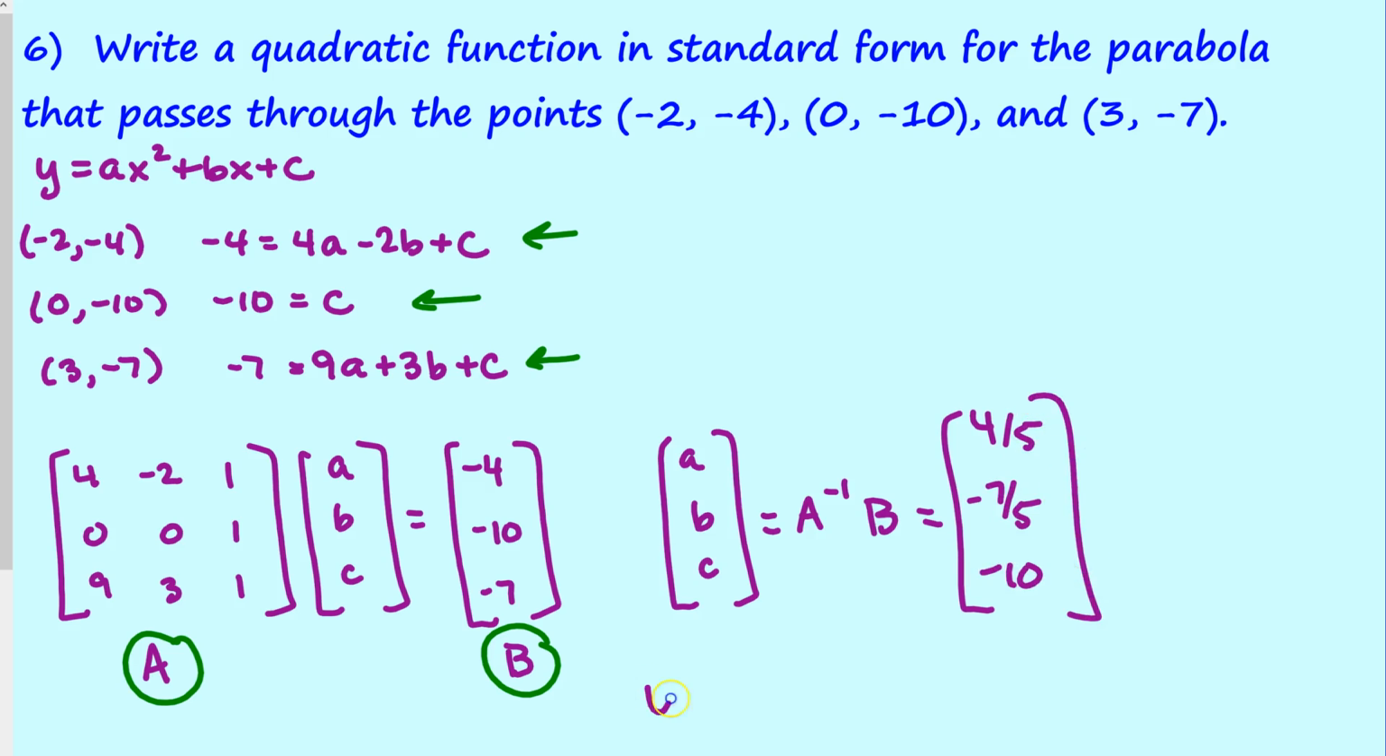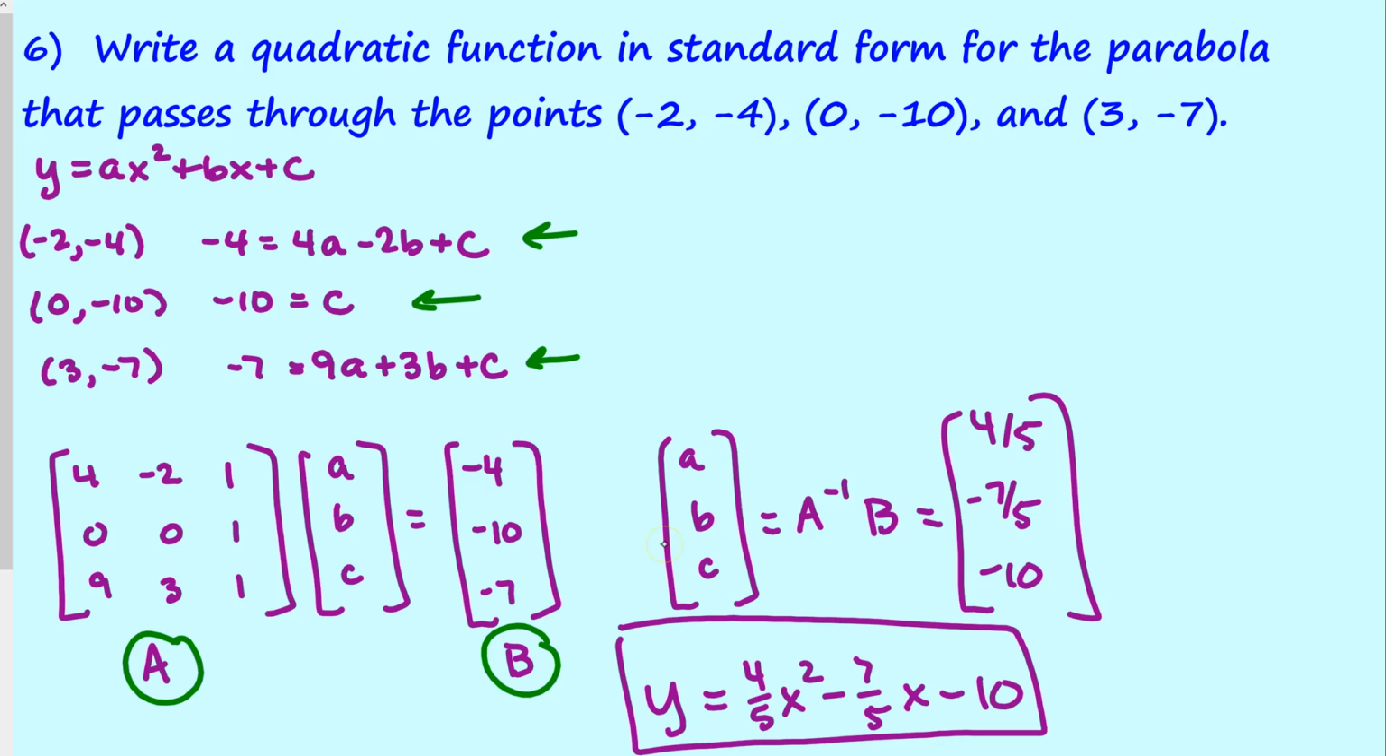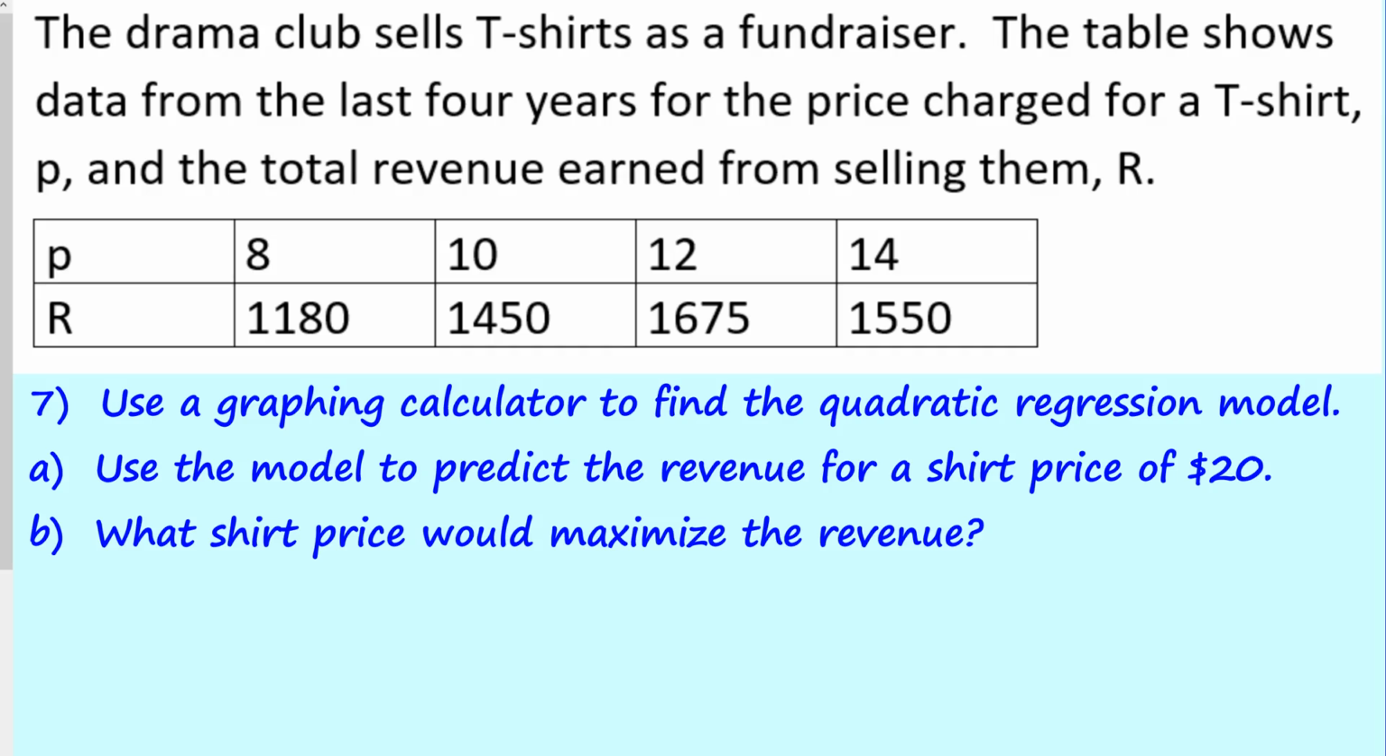And then we can fill those in, and we have y equals 4/5 x squared minus 7/5 x minus 10. Okay, so wrapping it up with one more thing. This one is going to be an example of quadratic regression. So we have data, and we want to fit the data to a quadratic curve, not to a line.